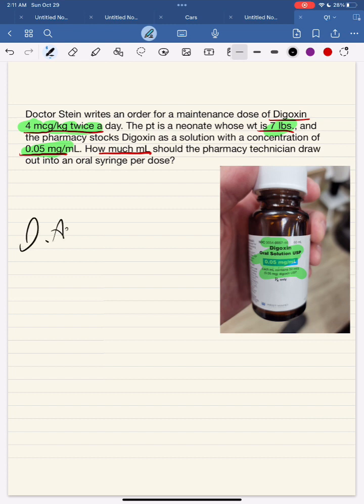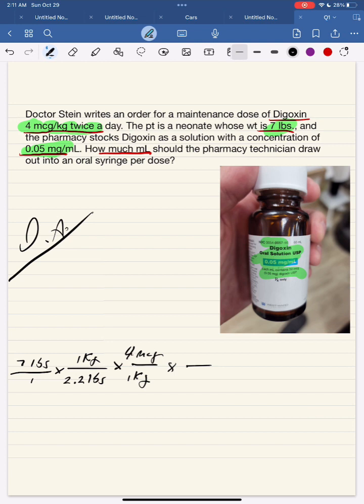So let's start with the pounds. I always like to start with the pounds. So we have 7 pounds over 1. And we know that 2.2 pounds is equal to 1 kilogram. Great. And we know that we have a dose of 4 micrograms per 1 kilogram. Great. And we know that 1,000 micrograms is equal to 1 milligram, because don't forget to do all the conversions. 1,000 micrograms is 1 milligram.